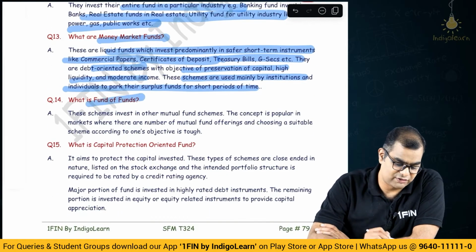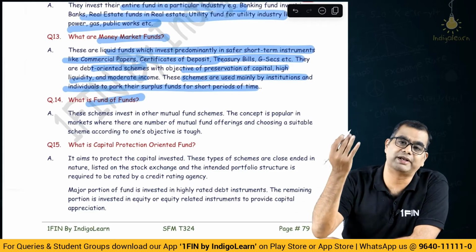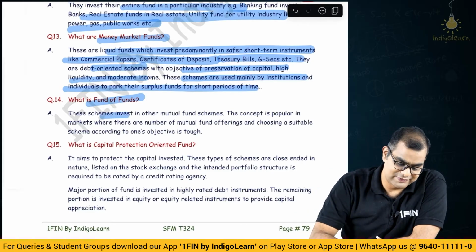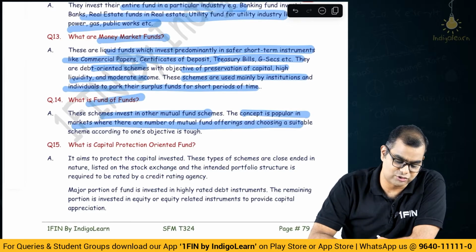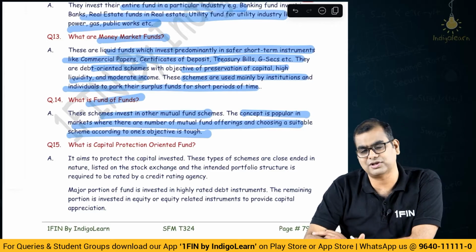Then there is something called as fund of funds. What is a fund of fund? So you put money in a fund and the fund invests all the money in other mutual fund schemes. The concept is popular in markets. There are a number of mutual fund offerings, and choosing a scheme according to one's objective is tough.